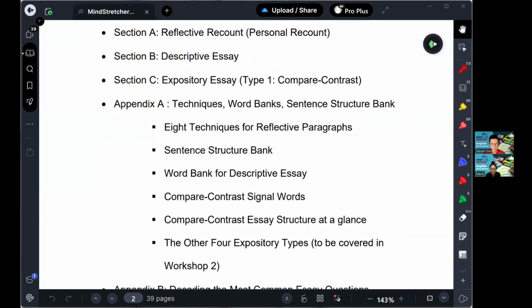But perhaps one of the things that you can do is type into the chat, not the Q&A, the chat, what are some of the things that you struggle with when it comes to essay writing? And teacher Mavis is also here with me, and so both of us will do our best to help you, provide you some guidance.